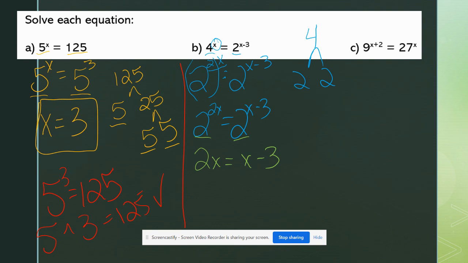Bring our like terms together. The opposite of a positive x is a negative x, so we're subtracting x from both sides. 2x minus 1x is x. These add to 0. Don't forget to bring your negative with the 3. And so we get x is equal to negative 3.